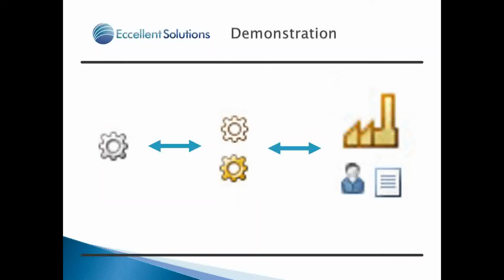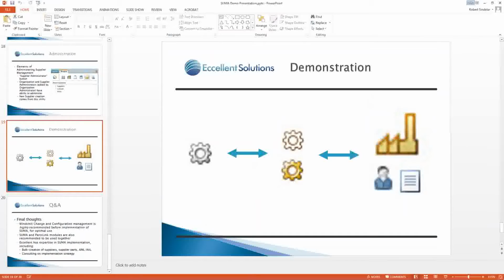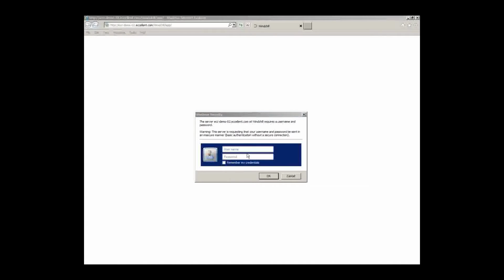So now I'm going to switch gears here and we'll pull up our demonstration system. Just give me a moment here. Alrighty, so the first thing I'm going to do is go into the system and make a new manufacturer. I'm going to log into my Windchill system here as an organization administrator. As I mentioned, the org admins will have the ability to do this.